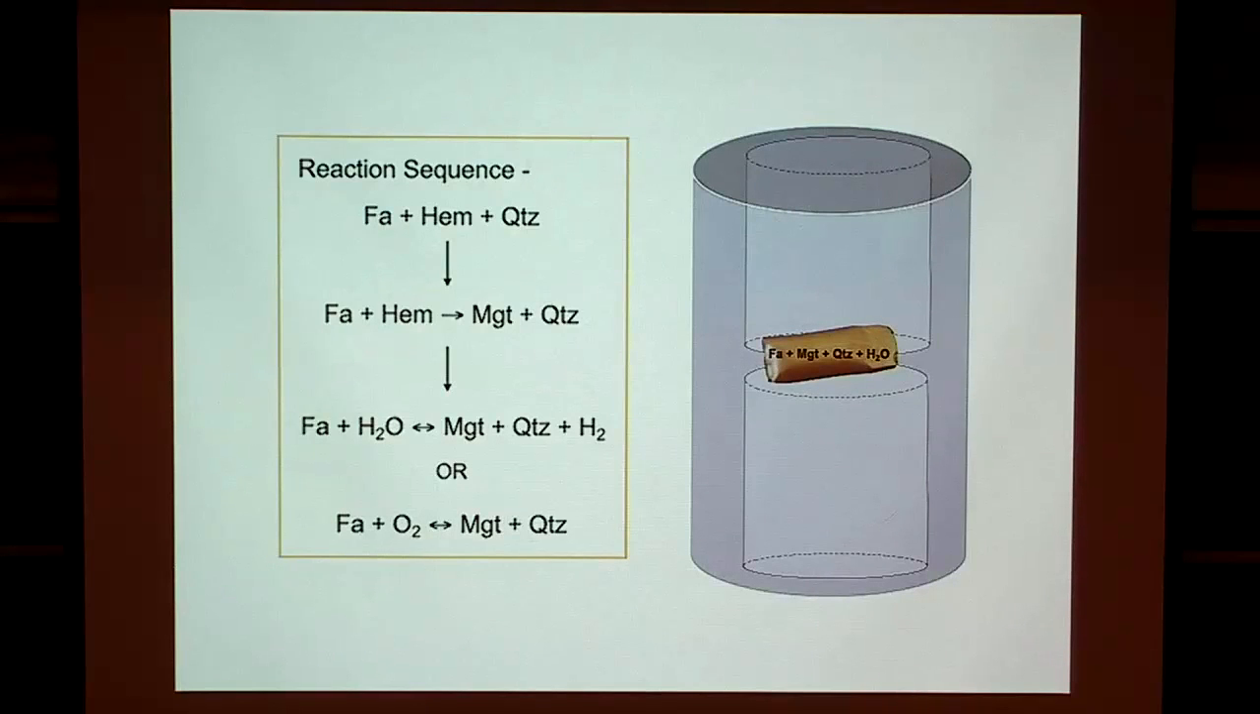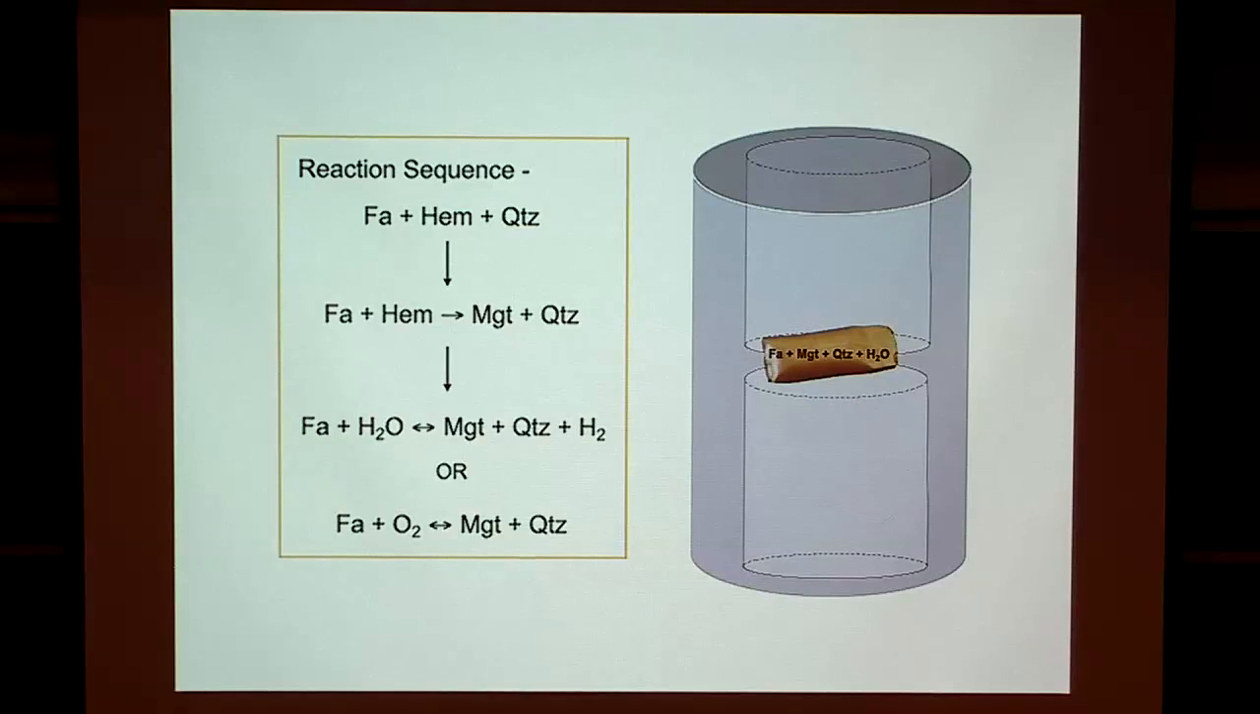So this is not very difficult to do in the lab. You take a gold capsule, you put in fayalite. You have to put in hematite at first, but that's detail. Magnetite and quartz and water. Now, if you look at this reaction here, fayalite plus oxygen goes to magnetite plus quartz. And you think back to Liz's redox lecture. What is that?